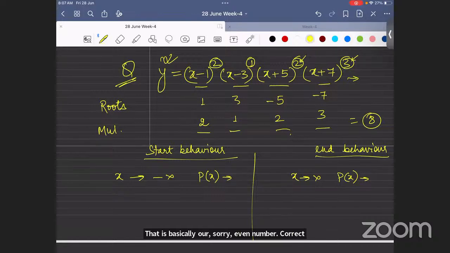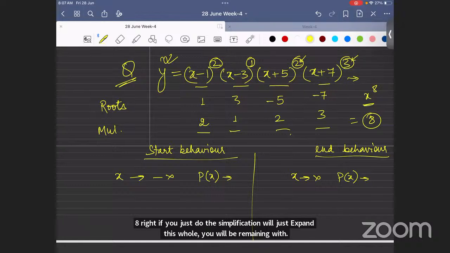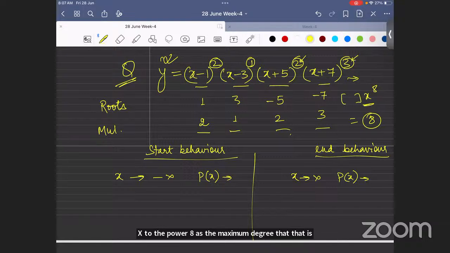So here the degree of this polynomial would be x to the power 8, right? If you just do the simplification, we'll expand this whole polynomial. You'll be left with x to the power 8 as the maximum degree that is possible for this polynomial. And you will have to check the coefficient. If you know about the coefficient, you can tell us about the starting behavior and the end behavior for this polynomial.